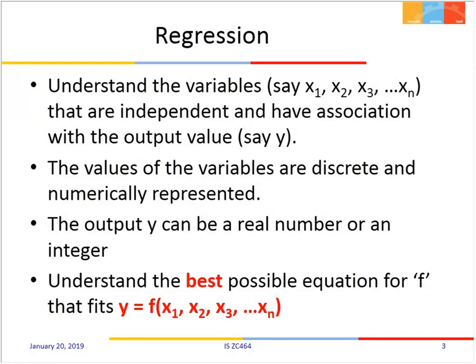So we must understand that the environment is defined by the variables. Let us say these variables are x1, x2, x3, x4, etc. So there could be various different other parameters which can cause some dependence on this dependent variable, of course, and have association with the output value. So the values of the variables are discrete and numerically represented. We will have examples afterwards.